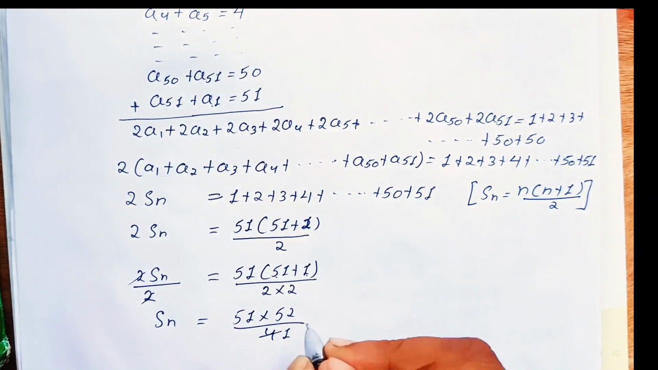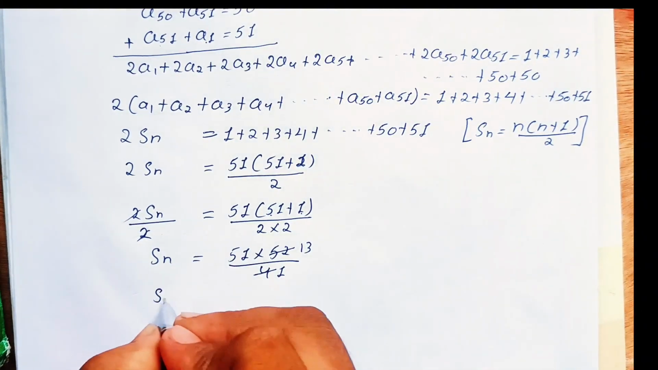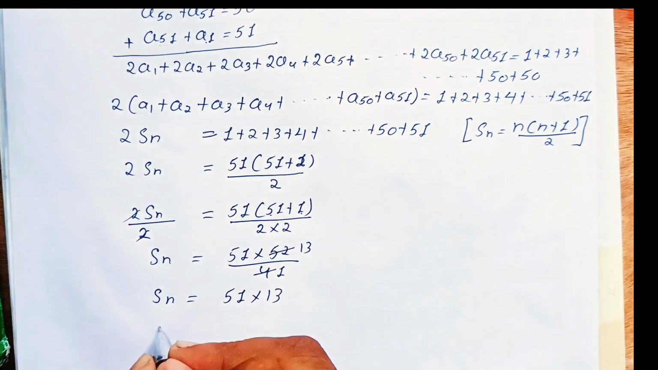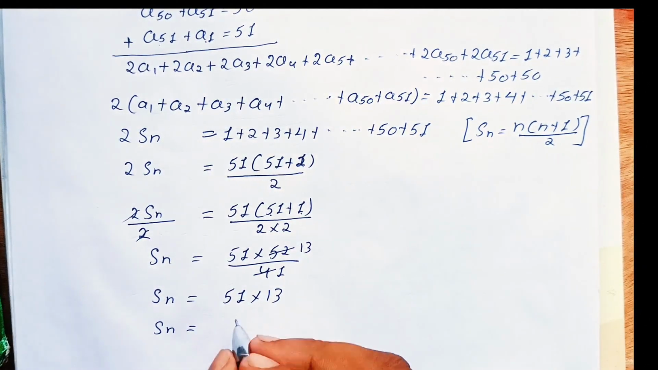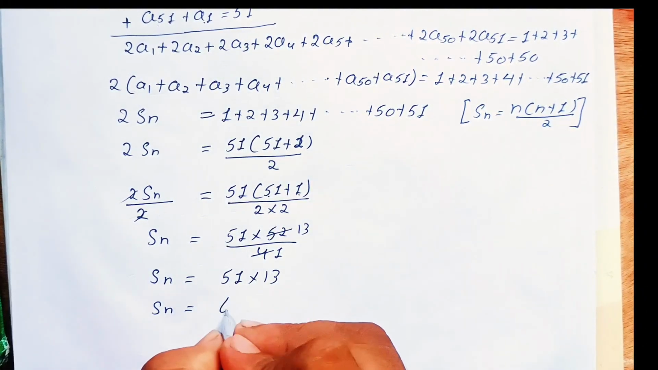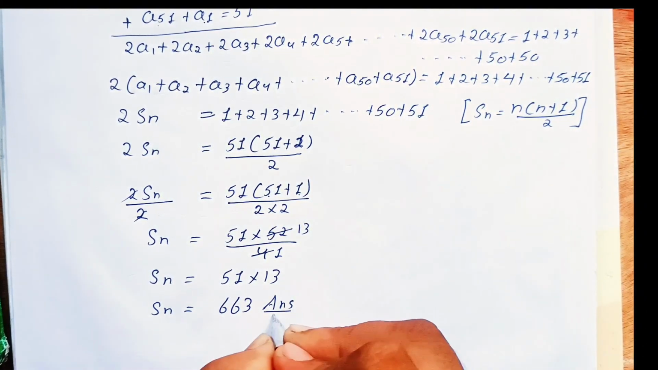4 1 times is 4, 4 13 times is 52. So finally we have here Sn equal to 51 into 13, and the product of 51 and 13 will be 663. This is our final answer.